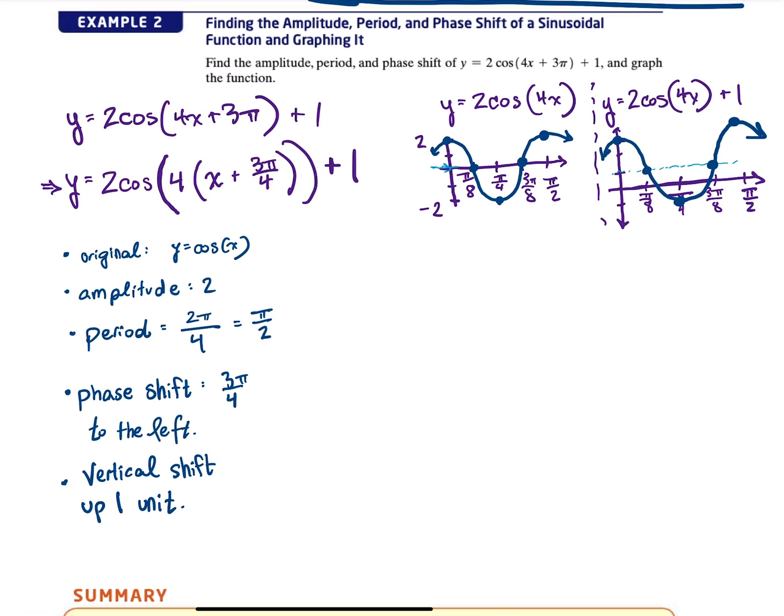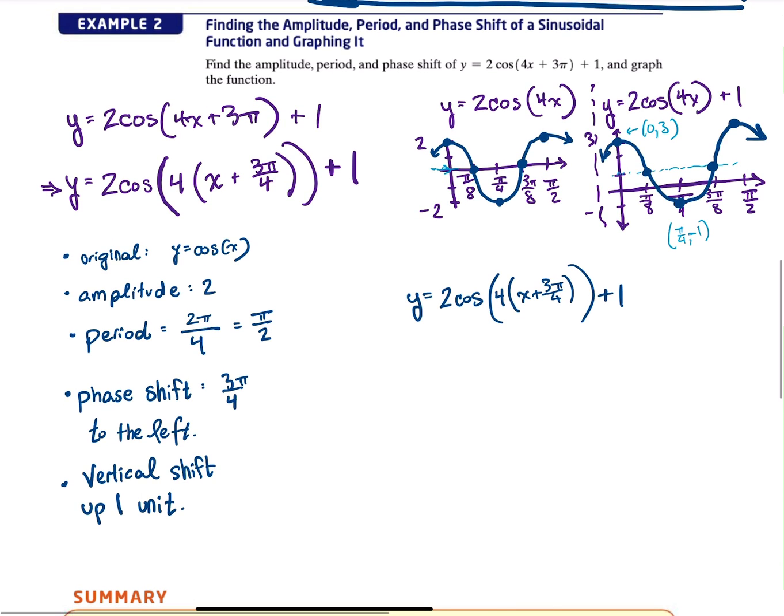where we would have the point 0, positive 3. This is up here at positive 3. And a minimum point at pi over 4, negative 1. And so on. We could label the others as well. So we want to get this horizontal shift, this time to the left. We want to get our full graph of 2 times the cosine of 4 times x plus 3 pi over 4, plus 1.